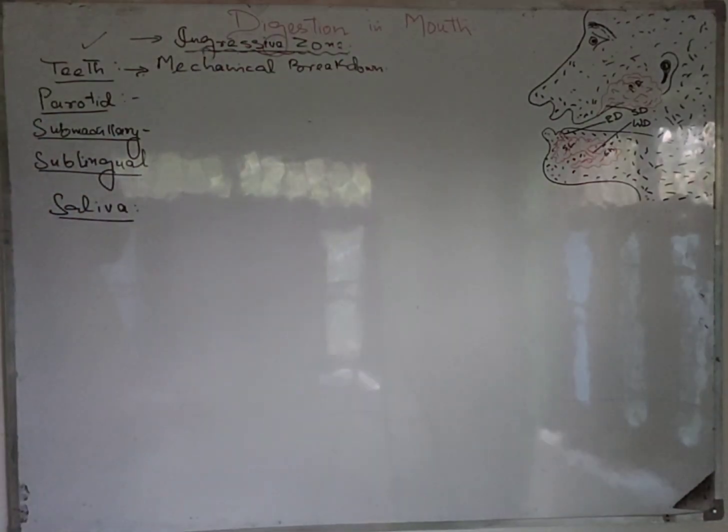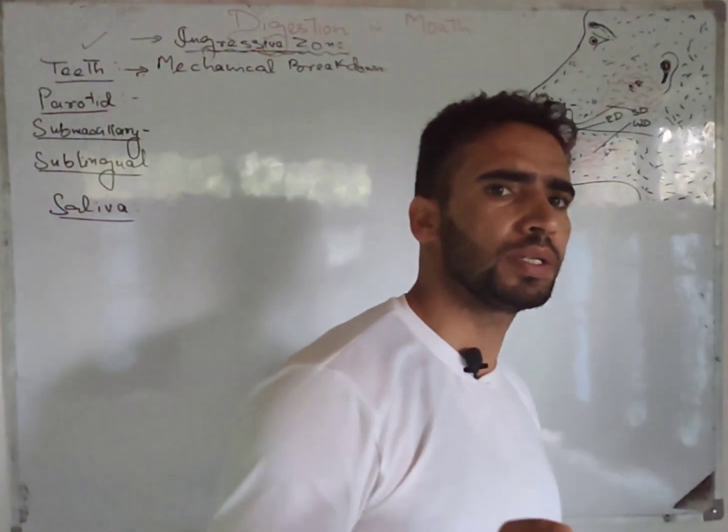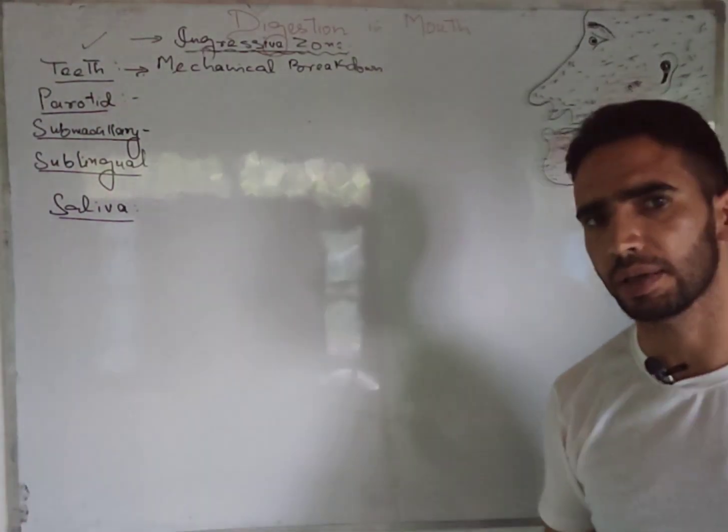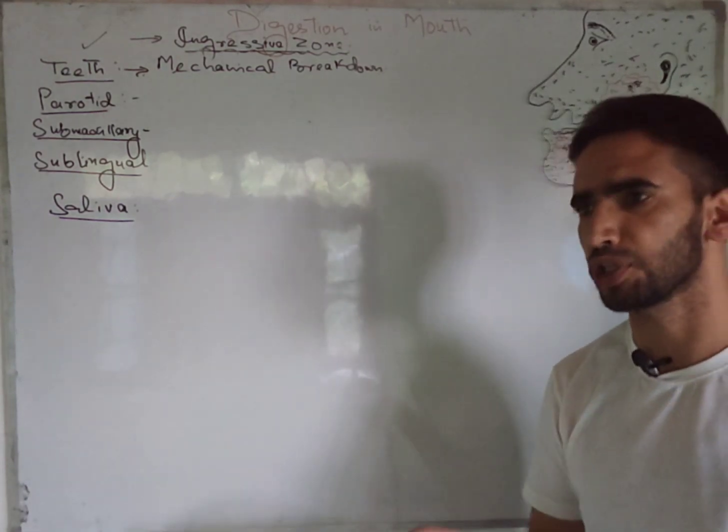You already know that our teeth are of different types. They may be incisors, canines, premolars and molars, and some are meant for biting, some for tearing, some for grinding, some for chewing.